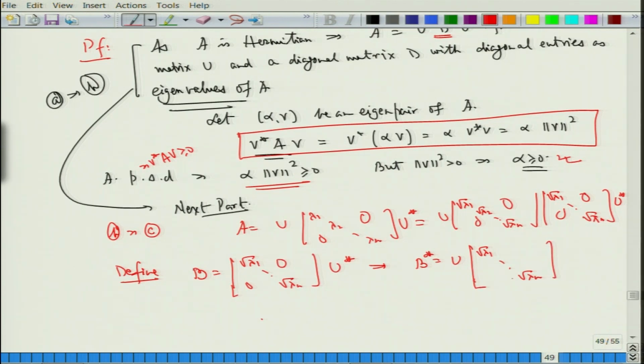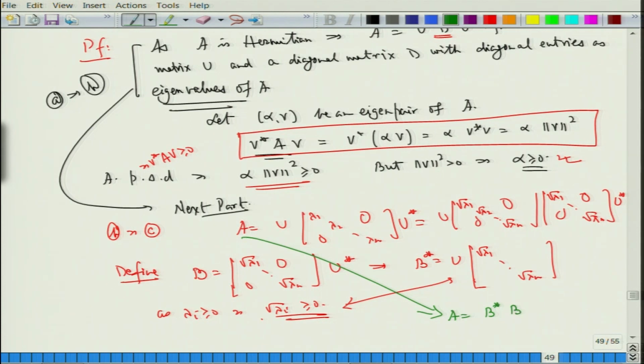So this is what we have, because lambda i greater than or equal to 0 implies the square root of lambda i is also greater than or equal to 0. Is that okay? So therefore we are getting this part. So you can see from here that A is equal to B star B. Fine, we have done that part.